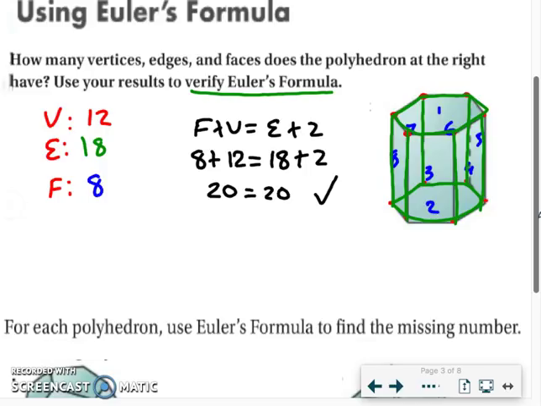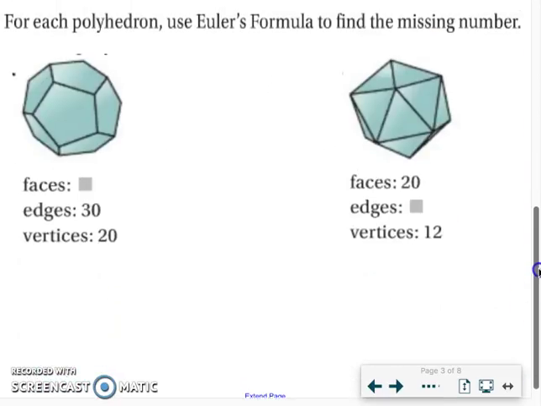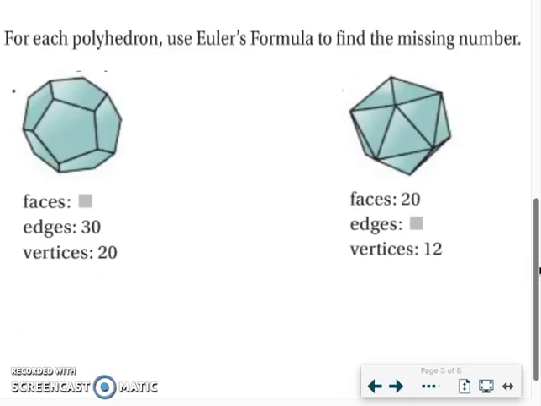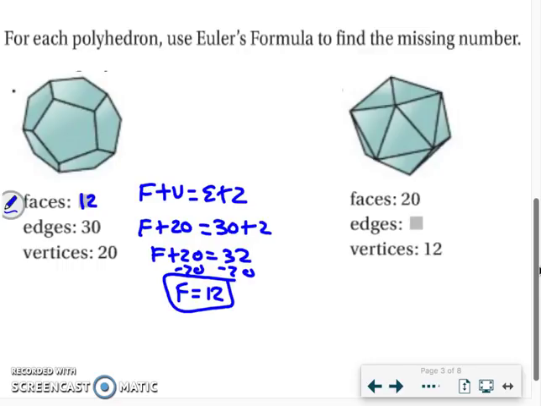Okay, they might even give it to you where you can't see the whole shape. So since we can't see the backs of these shapes, we can't just count it up. So we're going to rely on Euler's formula to help us figure this out. We're just going to trust it. So we don't know what F is, but we know that there are 20 vertices and we know that there are 30 edges. So we know that F plus 20 equals 32. If I subtract 20 from both sides, I end up with F being 12. There must be 12 faces on this polyhedron.